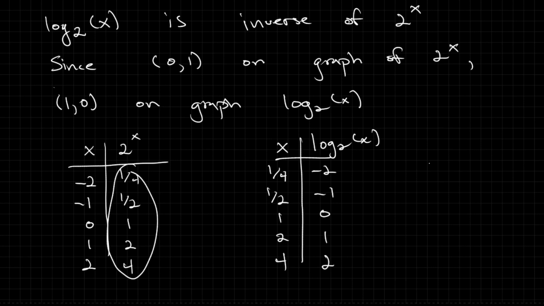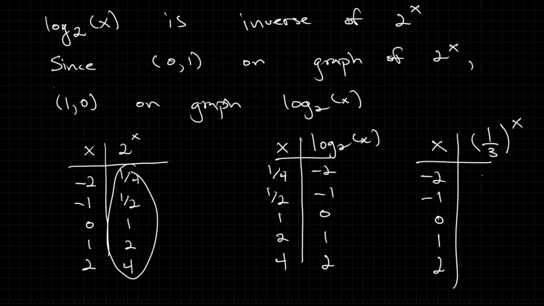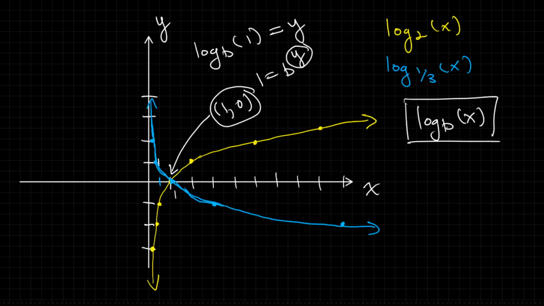And you could create the table for the graph of log base 1/3 of x just as well. You could create a table with the x values of -2, -1, 0, 1, 2. Then fill in the y values for (1/3) to the x here. And then switch the x and the y values to get a table for log base 1/3 of x. So that gives you a couple different ways to create the graph that we have here. Let's clean this up a bit.